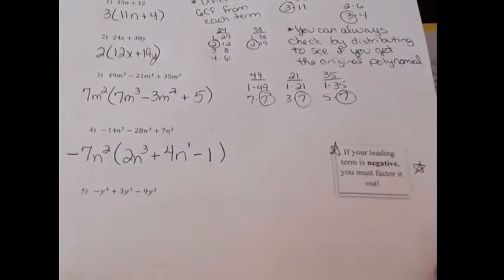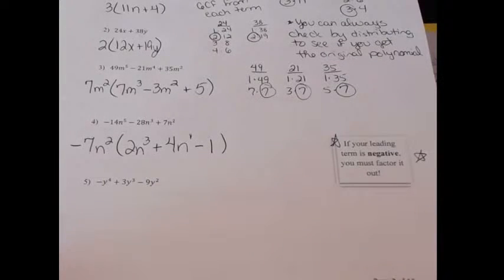Go ahead and try number 5 on your own. Negative y to the 4th plus 3y to the 3rd minus 9y squared. I'm only going to give you 2 minutes starting now.